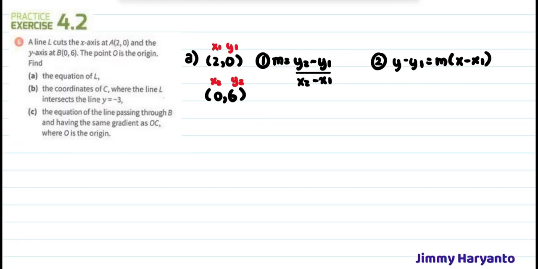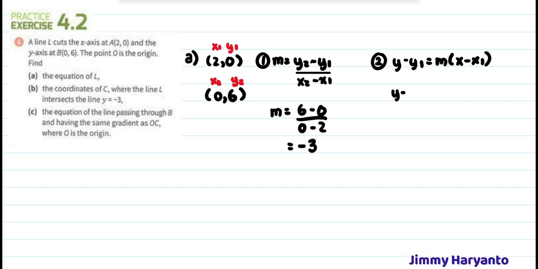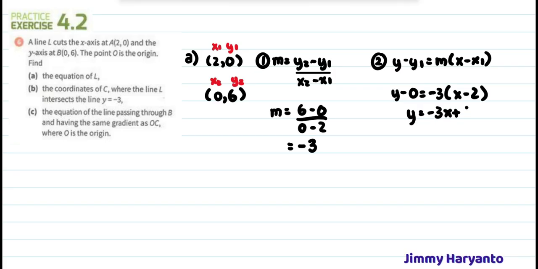Okay, next is question 6. For question 6, we have to find the equation of the line L. It passes through points A and B. First, we have to find the gradient. Gradient equals (y2 minus y1) over (x2 minus x1), so the value is negative 3. And then we'll use this formula, y minus y1 equals negative 3 times (x minus x1). So y equals negative 3x plus 6. That's it. This is the line.